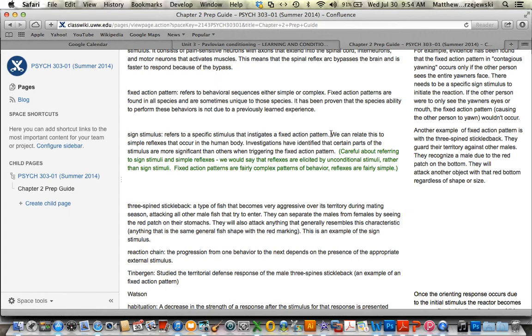What I would be careful about is simple reflexes. We don't call those stimuli sign stimuli. We call them unconditional stimuli. Fixed action patterns are fairly complex. Simple reflexes we're gonna call reflexes. We're not going to call them fixed action patterns, because if you think about the word fixed action pattern, it's a pattern of behavior. It's not just one behavior. Reflexes tend to be just one action. So be careful when you're talking about that. Sign stimuli go with fixed action patterns. But the stimuli that elicit a reflex, we call those unconditional stimuli.